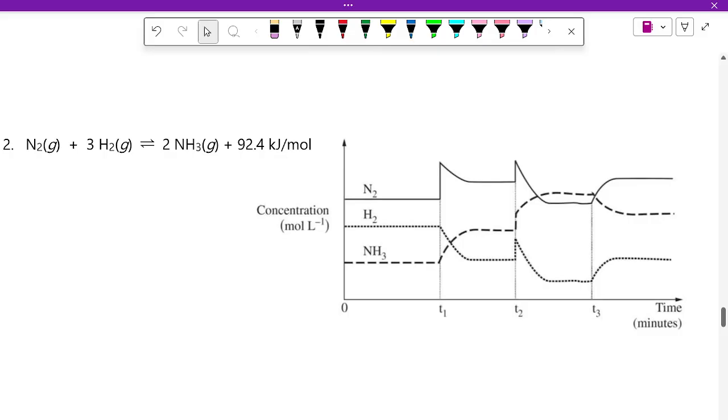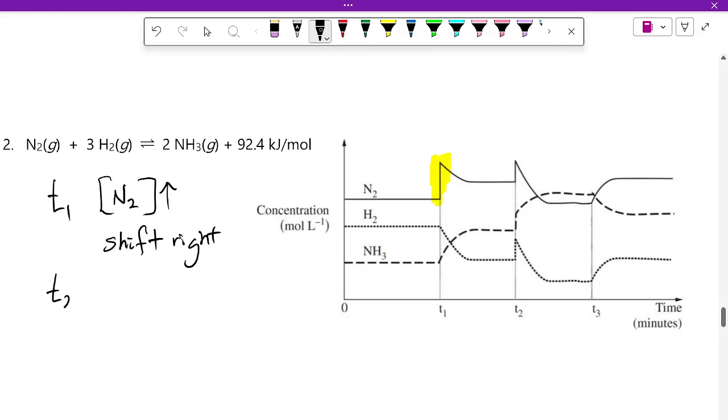All you need to do is say, oh, look, what happened at T1? At T1, I had a stress. What was my stress? My concentration of N2 went up. Let's take a look at it anyway. So my concentration of N2 went up, and H2 was decreased. No, they weren't. The system did that, and then we shifted right.